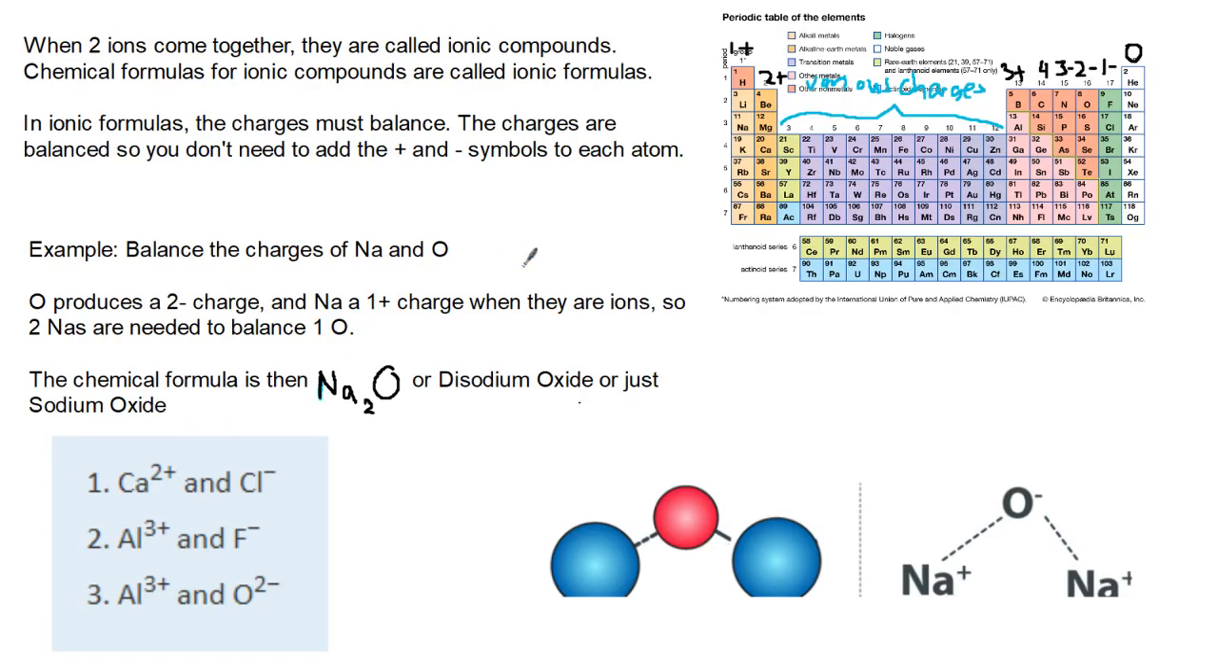When two ions come together, they're called ionic compounds. The formulas that show they're ionic compounds are ionic formulas, right? In ionic formulas, the charges must balance. So let's do the examples right here. Balance the charges of sodium and oxygen.